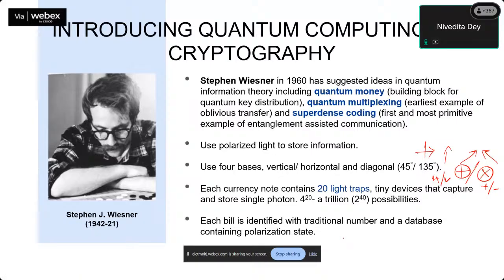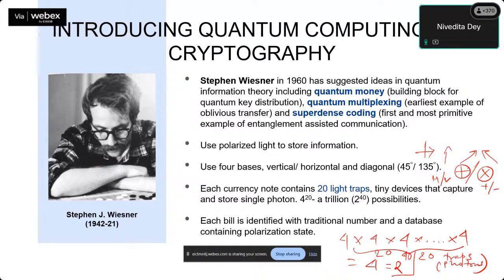So the first light trap can give you four possibilities. The second light trap can give you four possibilities. Third, four. Likewise, how many possibilities can there be? How many total light traps are there? 20. So there are 20 such light traps, or photons in easy words, and each can have four possibilities. So what can be the total possibility? Base to the power exponent, 4 to the power 20. If you want to write it in form of 2's, then it will be 2 to the power 40. So to forge one note, there are 2 to the power 40 possibilities, which is of course very difficult, at least in that era, 1960.